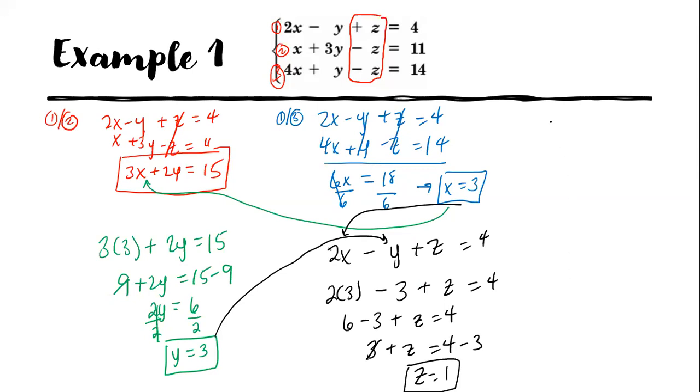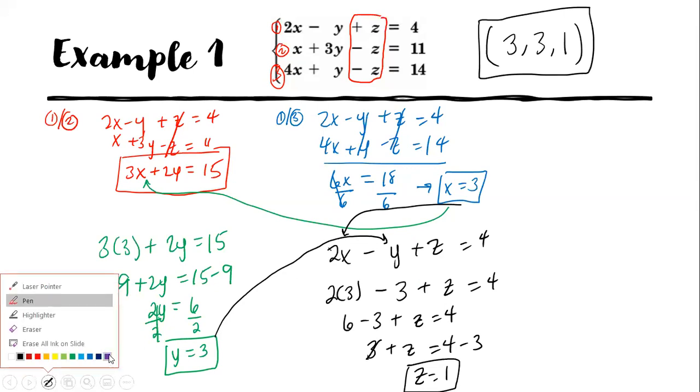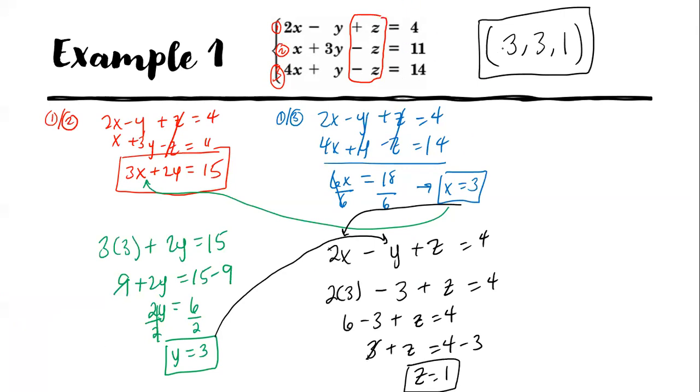So therefore my solution is 3, 3, 1. And again, because this is equations, if I'm not sure about my solution, I can take 3, 3, 1 and plug it into the equations to make sure that they all check out. So if I got 3, 3, 1, I can plug it in here.